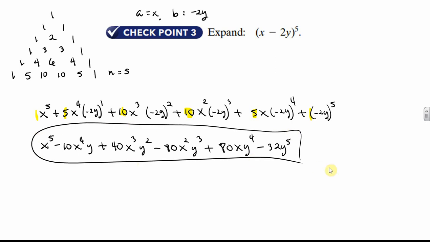See how nice and smooth that is by using Pascal's triangle? Can you nod your head and say, yes? No?